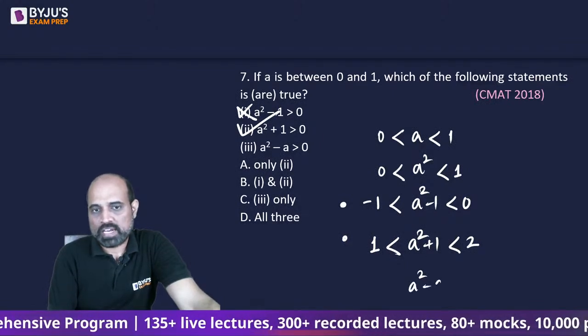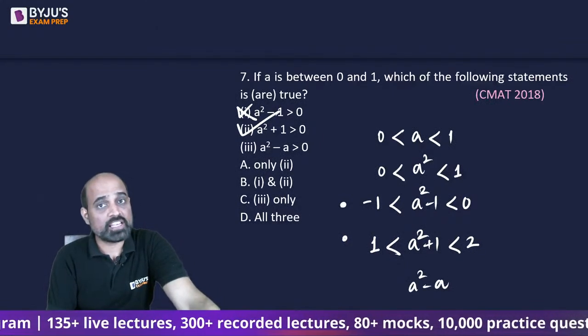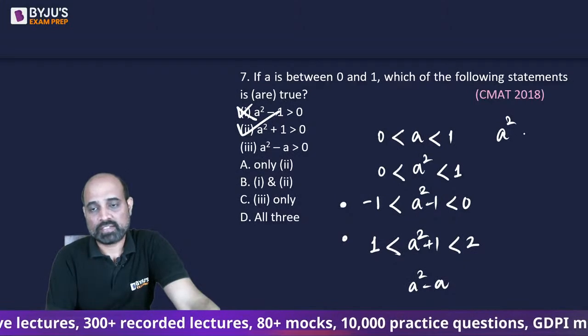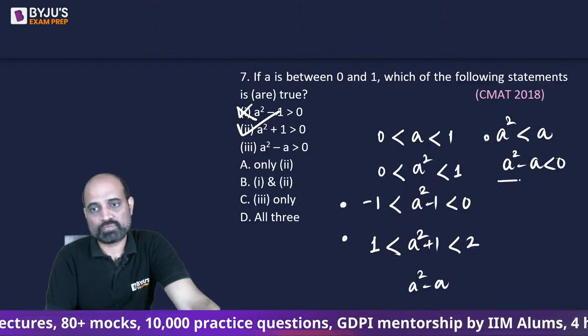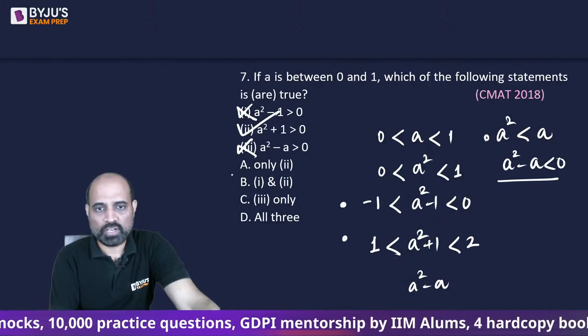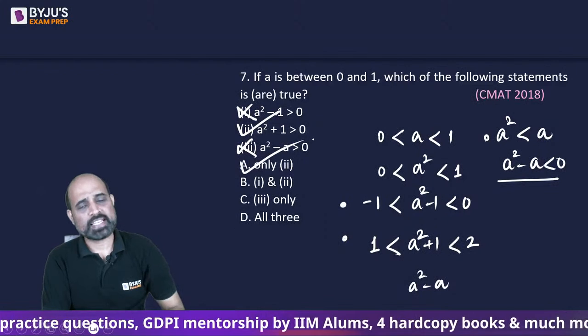So the second will make sense. A square minus A. See, A square will be less than A. So A square minus A will be less than 0. So this one also is wrong. So only the second makes sense.